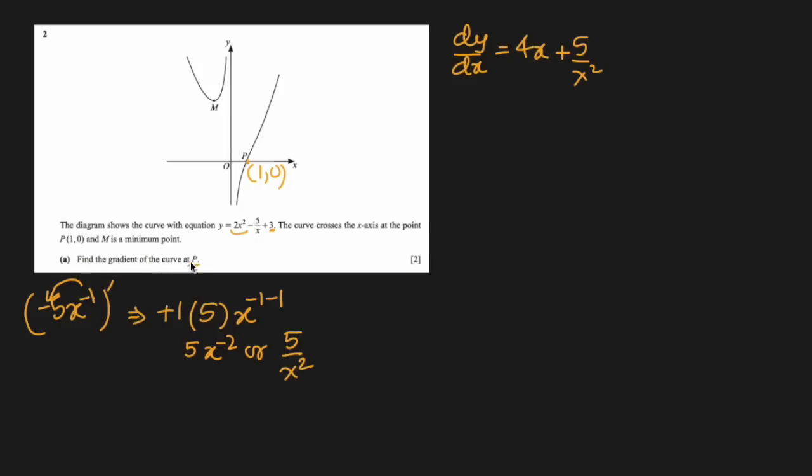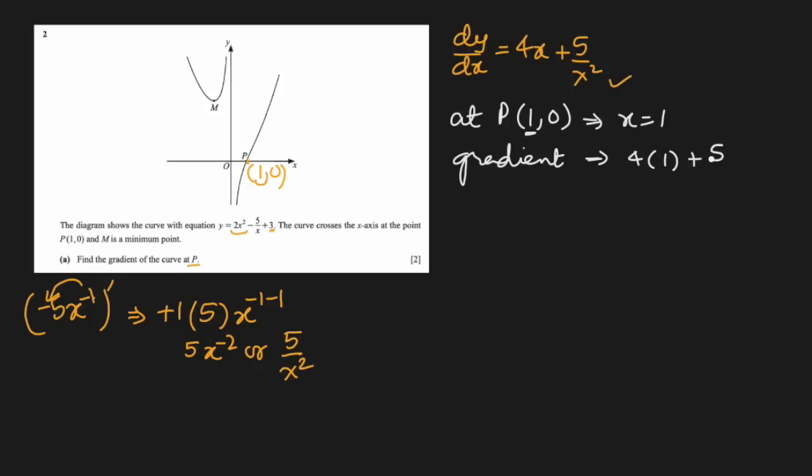So now they are asking the gradient of the curve at P. That means at P, x is equal to 1 and our gradient is in terms of x. So we'll just substitute the coordinate of P, which means x is equal to 1 here. Y is of no use as of now. So gradient is equal to 4 times 1 plus 5 over 1 square, which is 4 plus 5, 9. 9 is the gradient of the curve at point P, and it is evident here. Can you see it is quite steep here? So 9 could be the gradient.